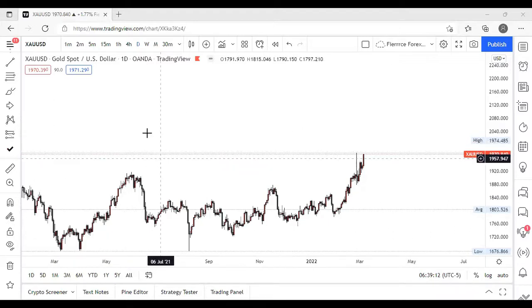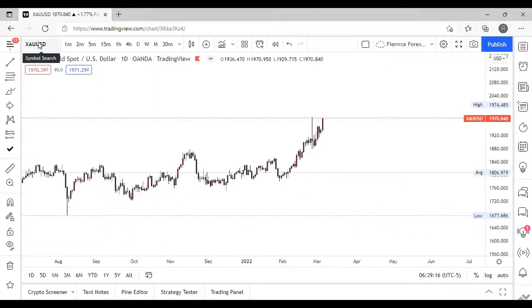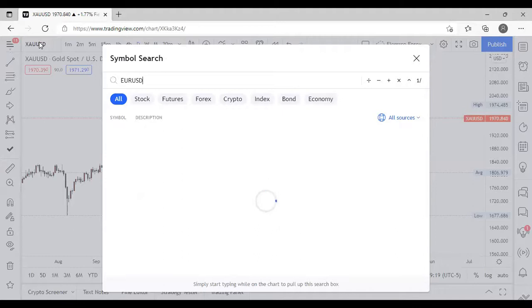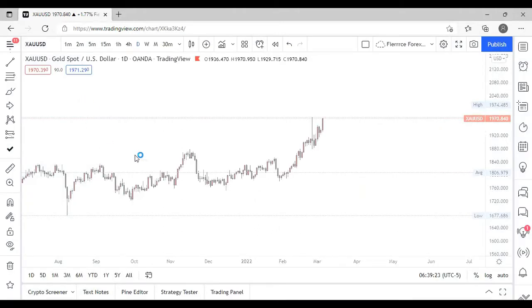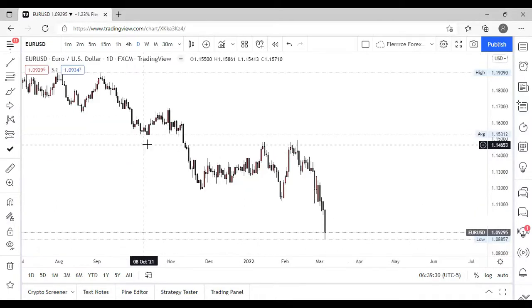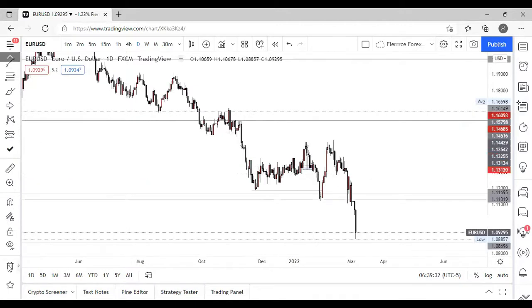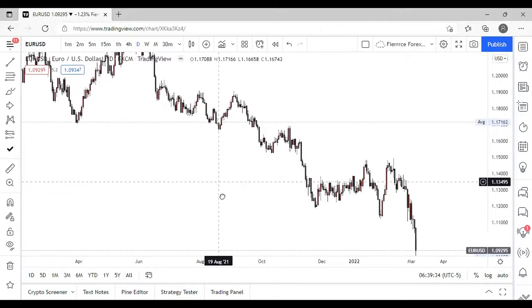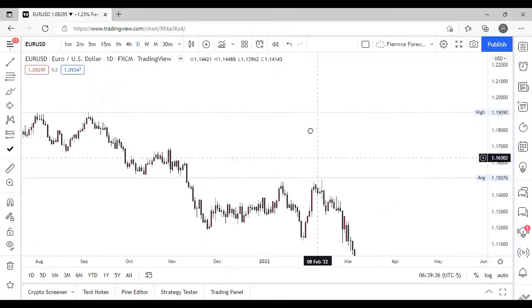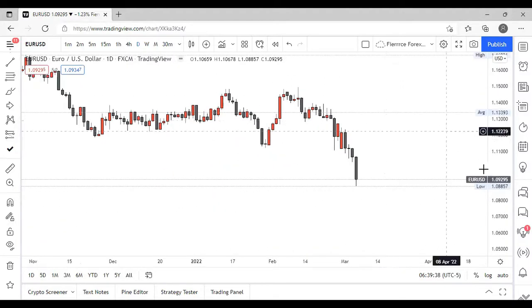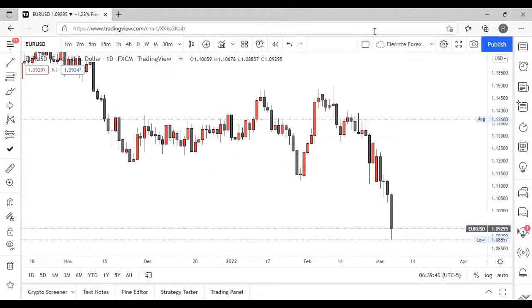So let's try and see. So this is gold, right? I'm not even going to look at gold. I'm going to look at one of the most popularly traded pairs, which is EURUSD. This is a very good pair for beginners to begin looking at because it moves gradually and in a very nice way. So again, I assume you're on TradingView. I assume you've set up your charts, you've customized them to your colors or whatever.